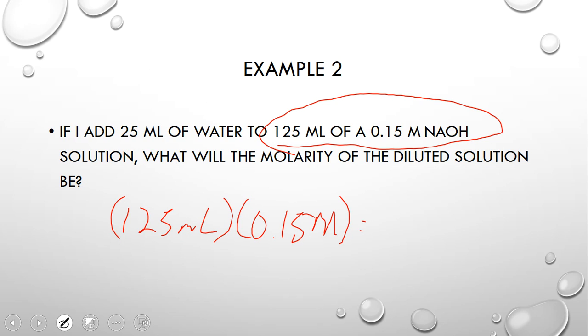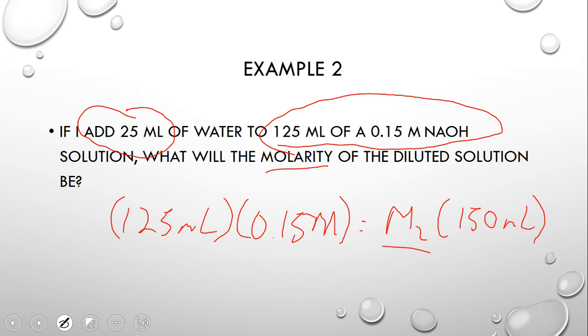the molarity, which is what we're looking for, molarity. So our M2 and our V2 is a little tricky because it's adding 25 mils. You have to read these problems. So adding 25 mils to 125 mils is 150 mils. So this second solution will have 150 mils in it, 25 more than what we started with.